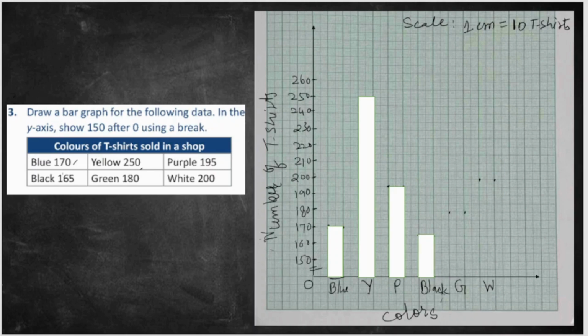Next, okay, green, it's 180. So 180 for green. Next, for white, 200. Yes, so for white it's 200, right? So now like this we will draw the bars.